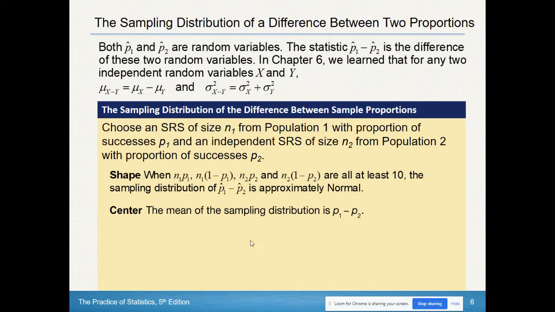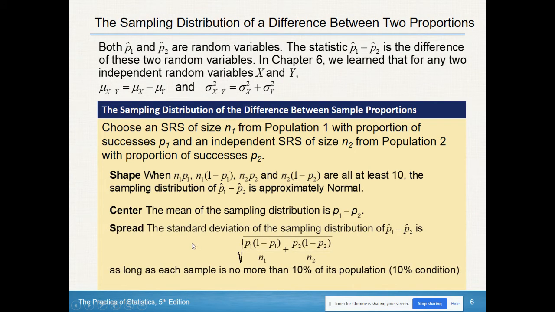The center of that sampling distribution will be P1 minus P2. And the spread, the standard deviation of P hat 1 minus P hat 2, is the square root of P1 times 1 minus P1 all over N1 plus P2 times 1 minus P2 all over N2.